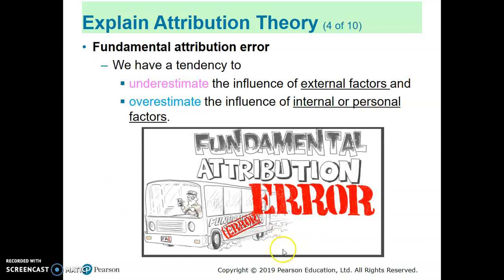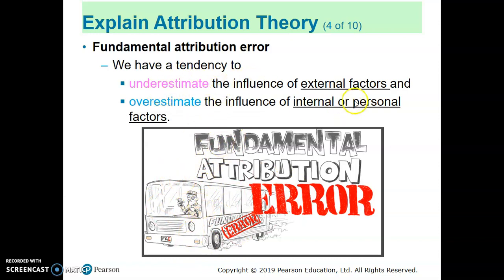So if you tend to say that the bus driver is careless, you tend to say that the reason for the accident is because of the internal factor, because of the bus driver personally, his characteristic that caused the accident. So here it is called the fundamental attribution error, where you underestimate the external factor and overestimate the internal factor. That means you exaggerate the cause of the accident as being because of the bus driver, because he's looking at the mobile phone all the time while driving.